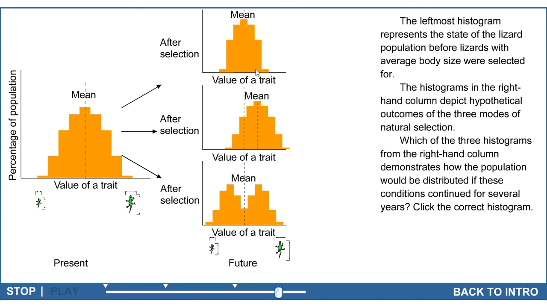Which of the three histograms from the right-hand column demonstrates how the population would be distributed if these conditions continued for several years? Click the correct histogram.